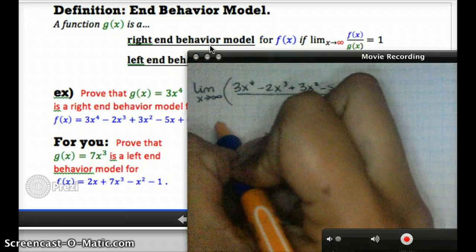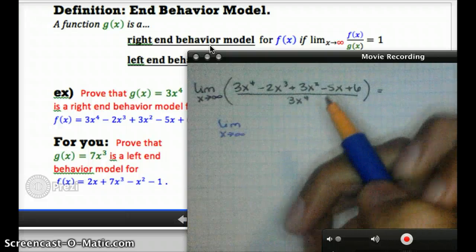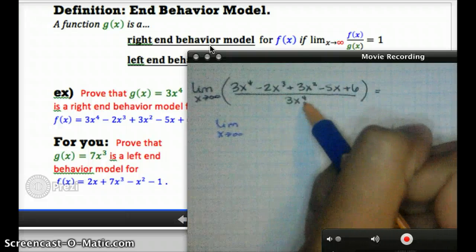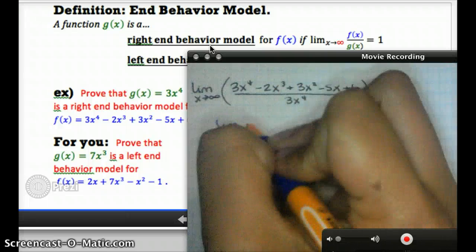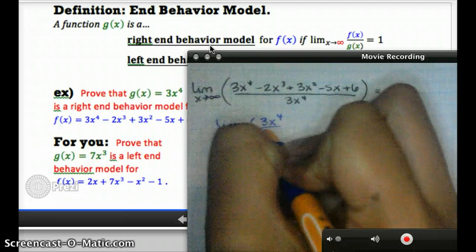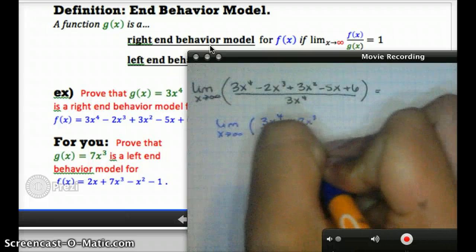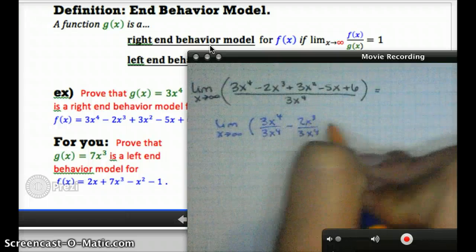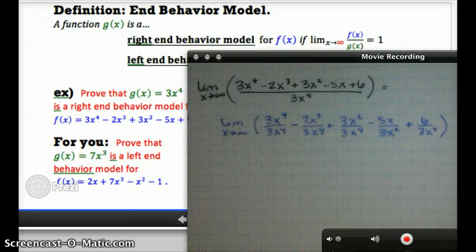I'm going to rewrite this limit just using a rule of algebra, not using any special facts, but I know that when you have a single denominator and many terms as numerators, we can split that into many fractions. So it's going to be 3x to the fourth over 3x to the fourth minus 2x cubed over 3x to the fourth, so on and so forth. So we end up with this long fraction.